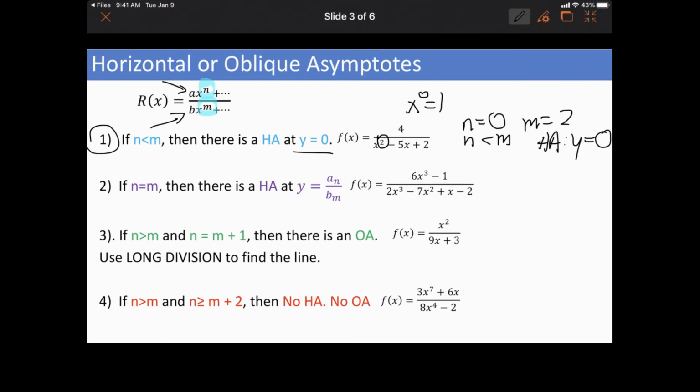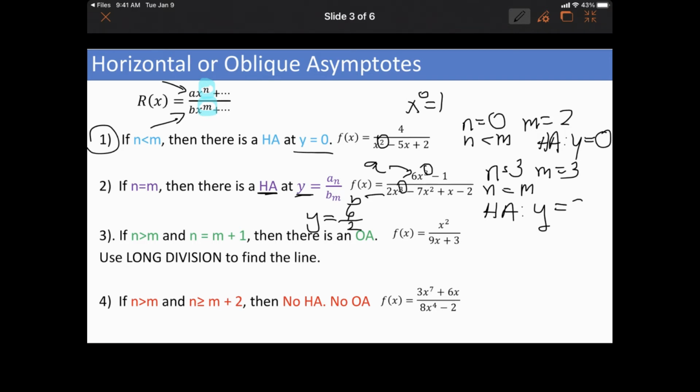All right, so look at n and m for the next one. Can you find them? So this is n and m. So they're both 3. Right? So it's equal. This is case 2. And what does it say? It says, okay, y equals, horizontal asymptote. You have to find a and b. Remember, it's the leading coefficient. So this is where you circled the n and m. This is a, and that's b. So it's y equals 6 over 2. Yes, you have to simplify it always. Equals 3.